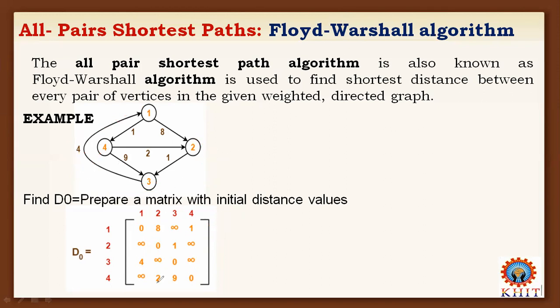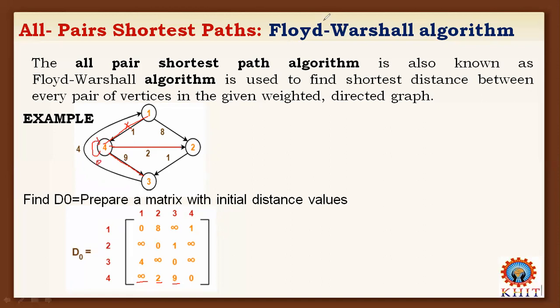Next we need to find the distances in the vertex 4 row, vertex 4 to vertex 1. We know there is no direct path from vertex 4 to vertex 1, hence you can consider this one as infinity. And vertex 4 to vertex 2, there is a direct path, the weight is 2. Vertex 4 to vertex 3, there is a direct path of weight 9. Vertex 4 to vertex 4, there is no self loop, that's why we can consider the weight as 0.